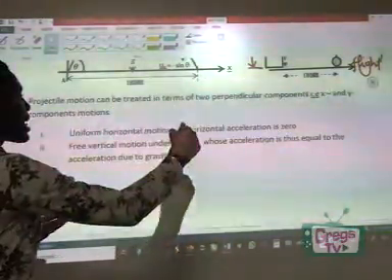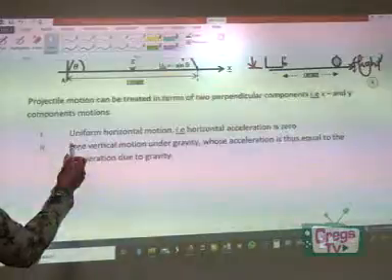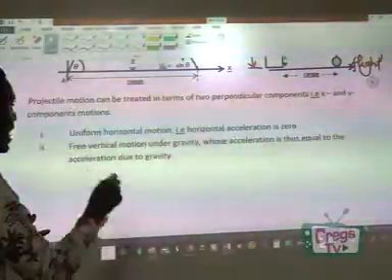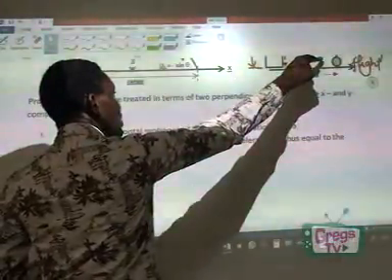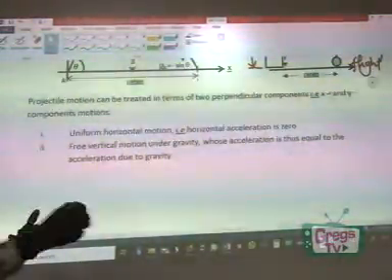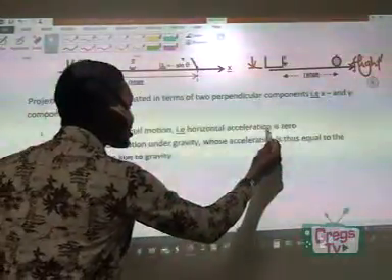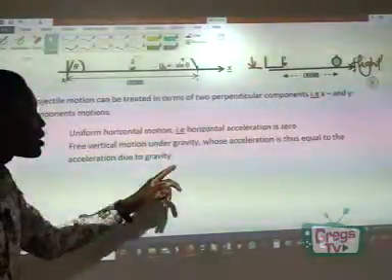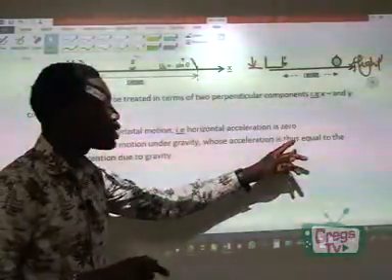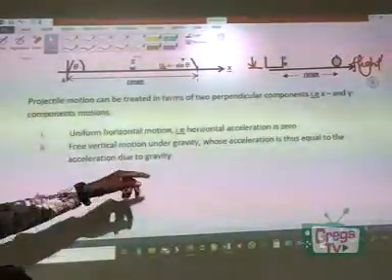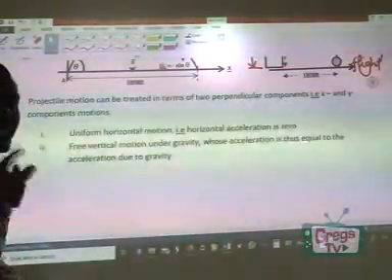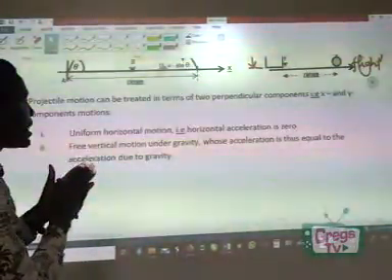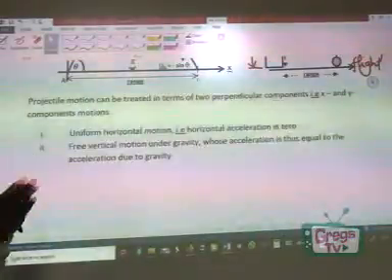Now, another thing is projectile motion can be treated in terms of two perpendicular components. I mentioned that. The first one is uniform horizontal speed, which means the horizontal acceleration is 0. That is, when this body is undergoing horizontal projection, the horizontal acceleration of that body is 0. Now, the other condition is that there is a free vertical motion under gravity, whose acceleration is equal to the acceleration due to gravity. These 2 points are very, very important when dealing with two perpendicular components of projectile motion.